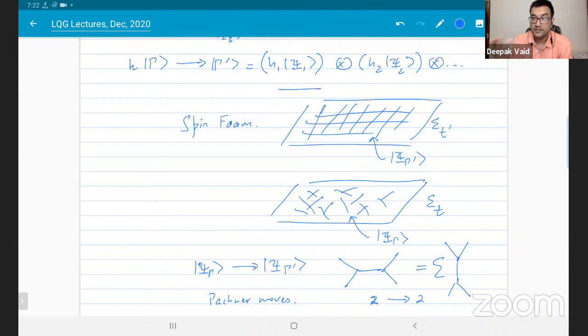And that is the quantum gravitational, the sense in which that is the quantum gravity transition amplitude.